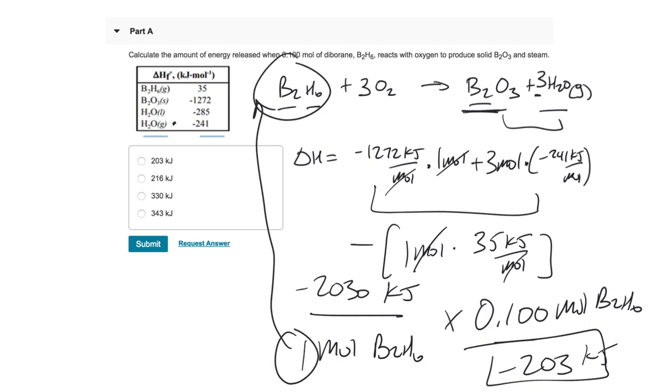This reaction is exothermic. So heat is released. So 203 kilojoules is released. Released is here, this implies that the Q reaction is negative. This implies an exothermic reaction.